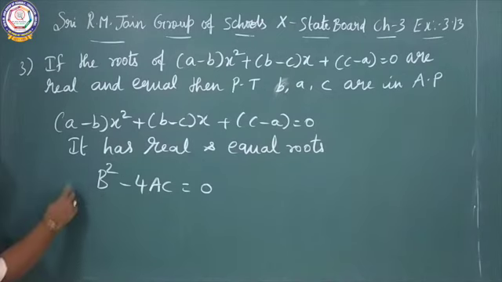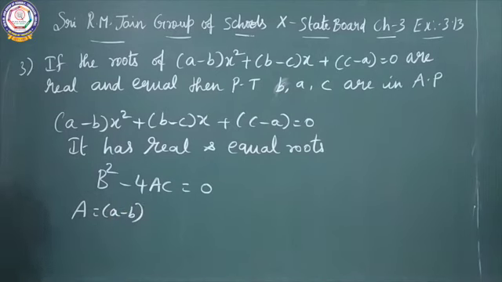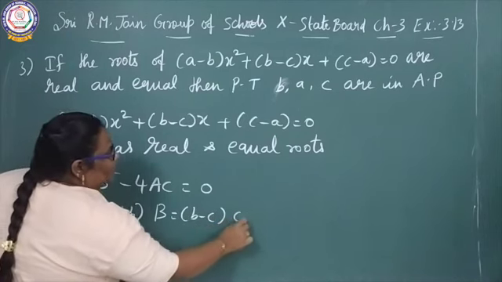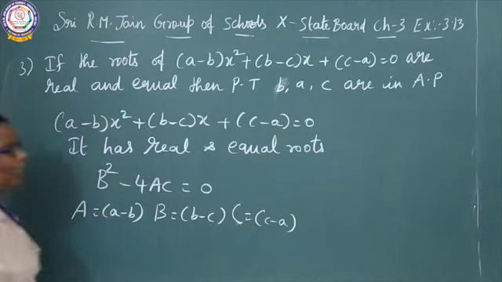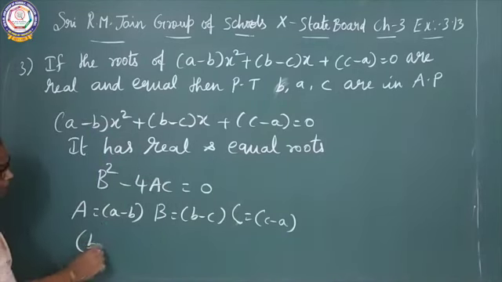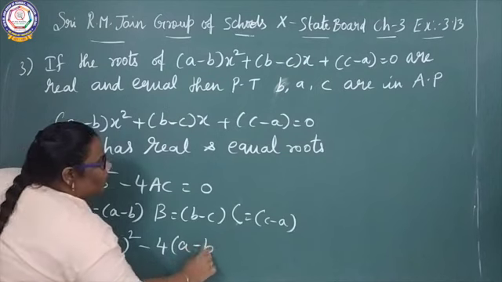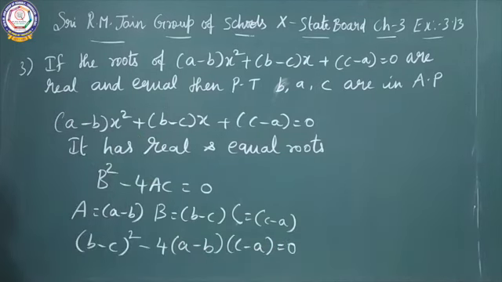What is the value of a here? a equal to a minus b, and b equal to b minus c, c equal to c minus a. Substitute the value. b square: (b minus c) the whole square minus 4 into (a minus b) into (c minus a) equal to 0.